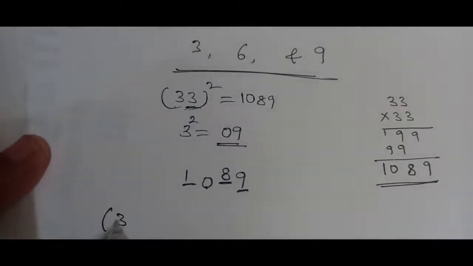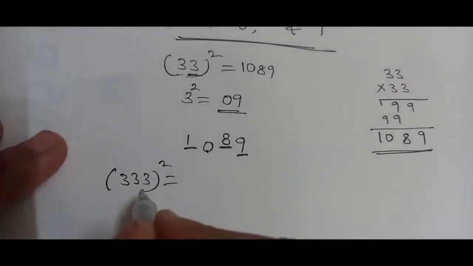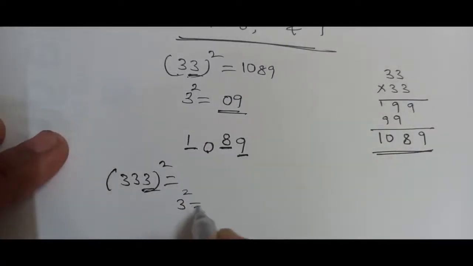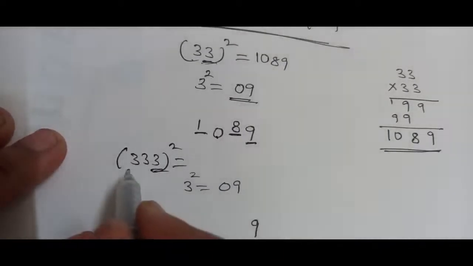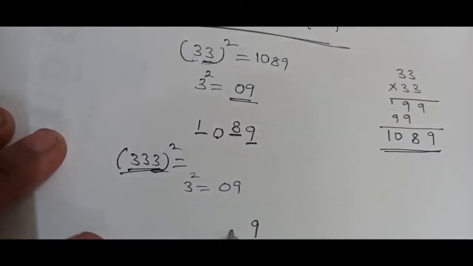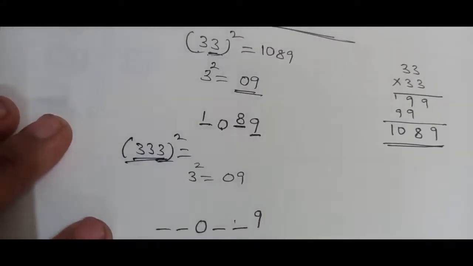Let's see for 333 square. Okay. The last digit square is 3 square, that is 09. Write 9 here. This is a 3 digit number, so we need to leave 2 spaces. Then write 0, then again leave 2 spaces.